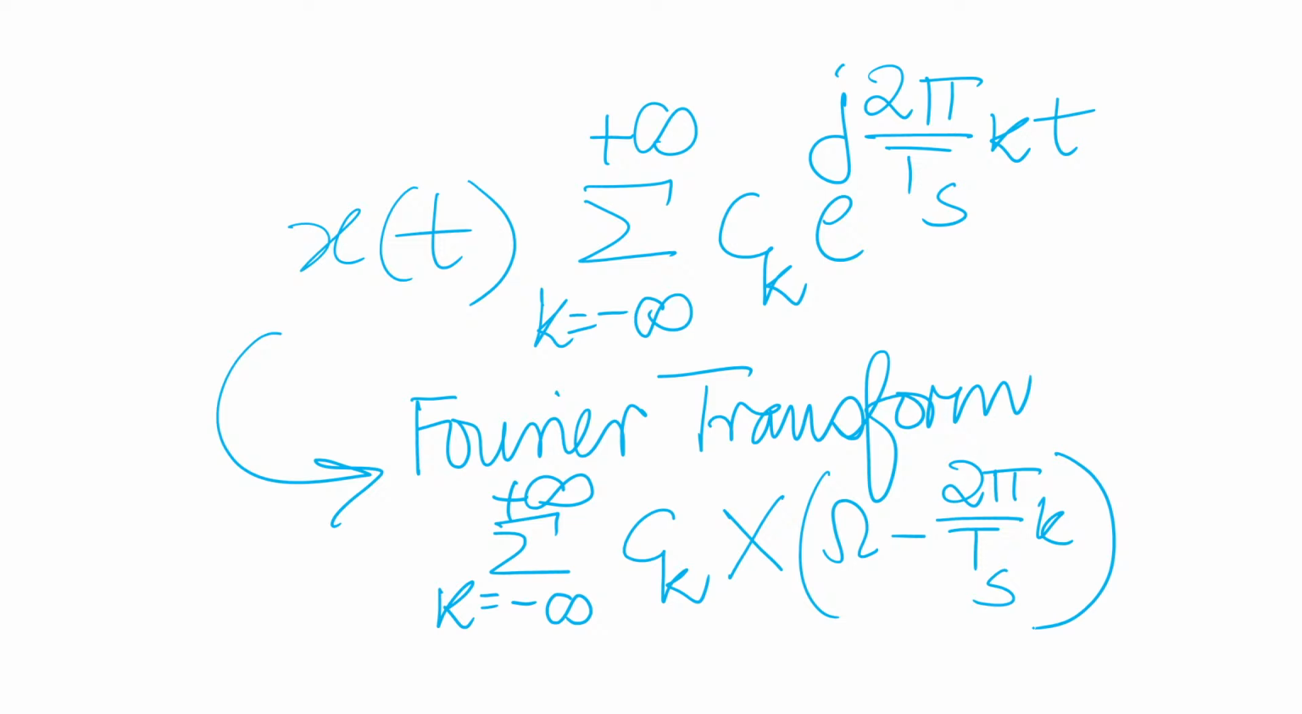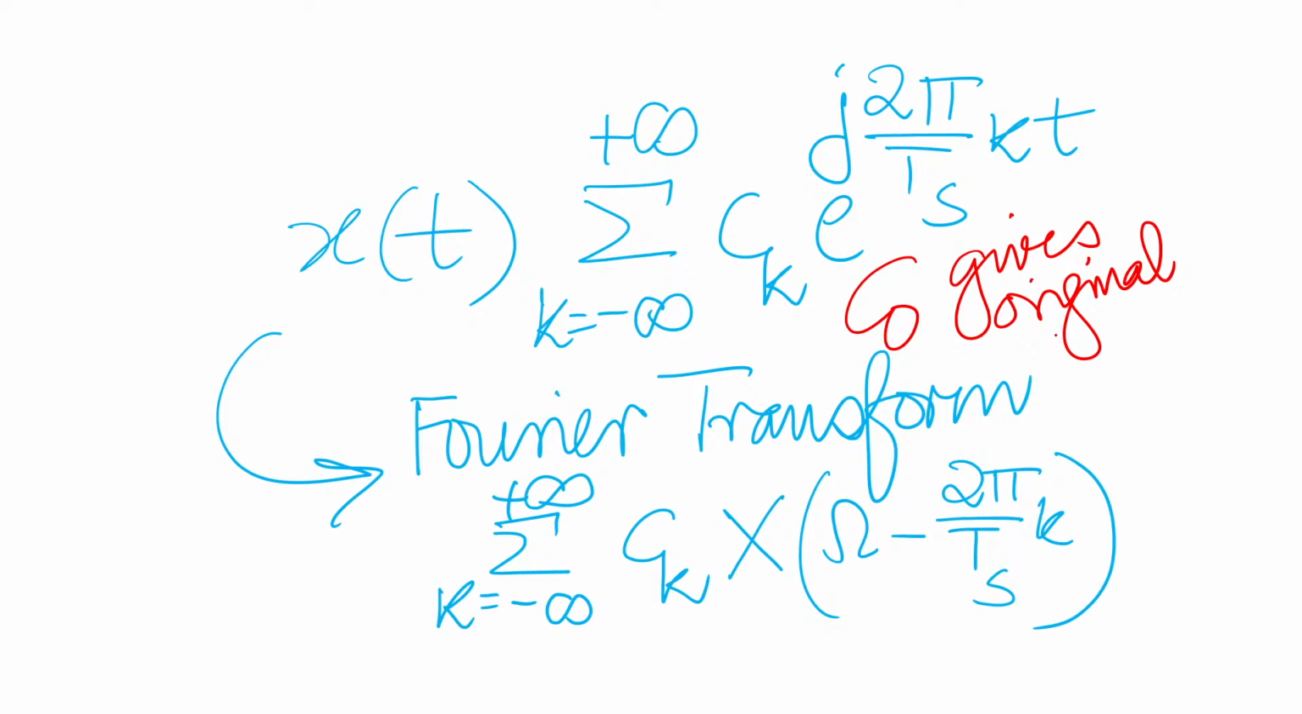So what does this expression tell us? This expression tells us that for k equal to 0, C0 gives the original spectrum. Normally, it's a band limited baseband signal. And Ck for k not equal to 0 gives the aliases.